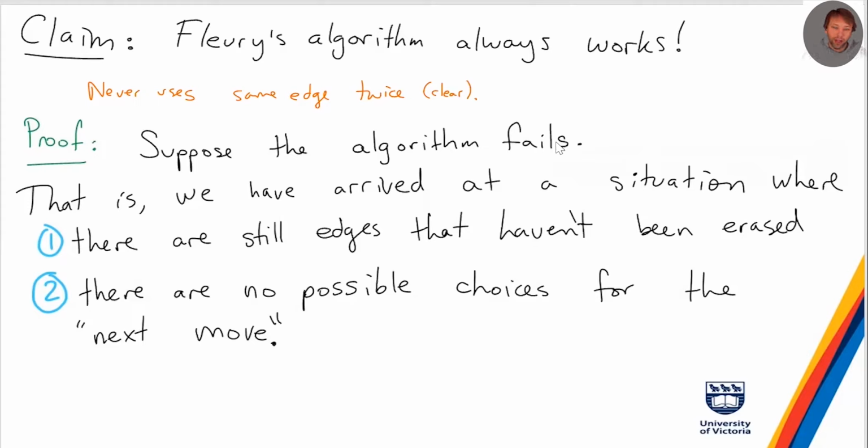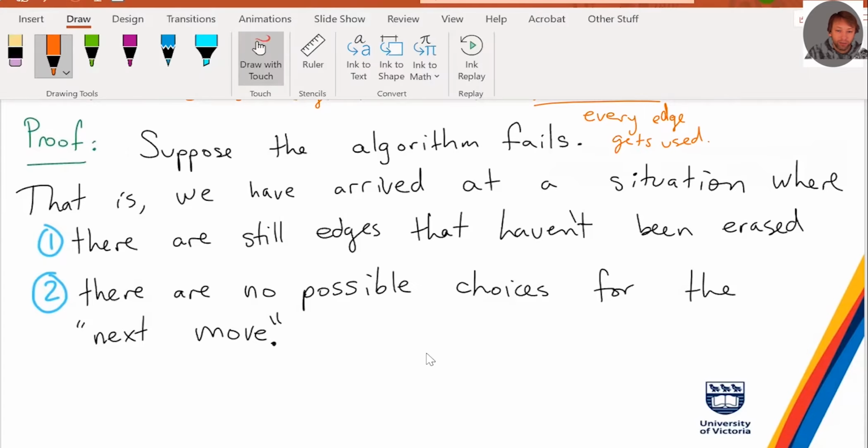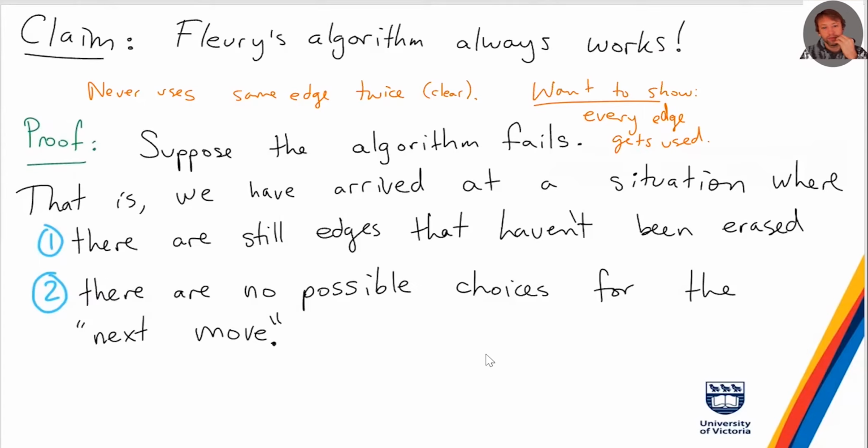So all we want to show is that it uses every edge. So every edge gets used. So if it fails to use all the edges, then what happens? Well, what happens is that we get to a situation where there's still some edges that haven't been used, but there's no possible choice for the next move. Basically, we get somewhere where we're stuck, right? Where the algorithm doesn't know what to do. Like, for example, where there's no vertex W where moving to that vertex would not disconnect the graph.